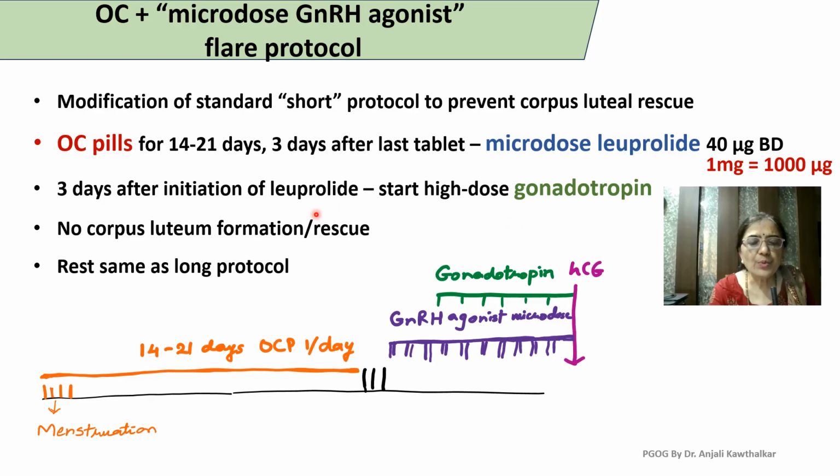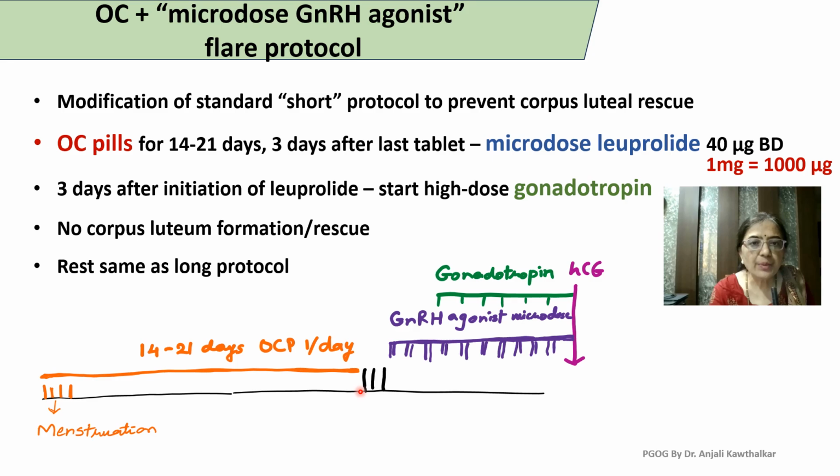Now, to overcome this problem of corpus luteum rescue, the third protocol which is used is the use of oral contraceptive pills along with a microdose GnRH agonist flare protocol. So what is done here is a modification of the standard short protocol to prevent corpus luteal rescue. OC pills are given for 14 to 21 days after the menstruation.